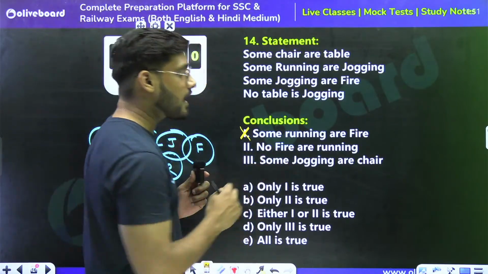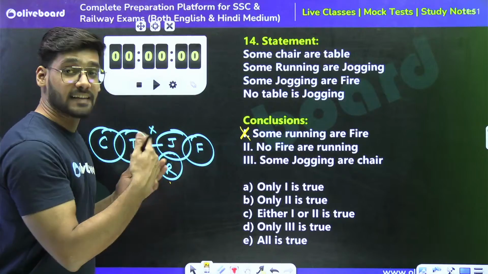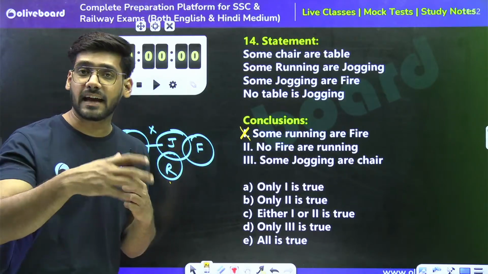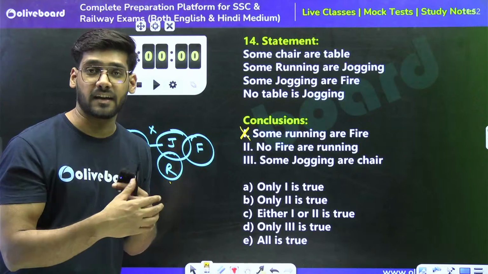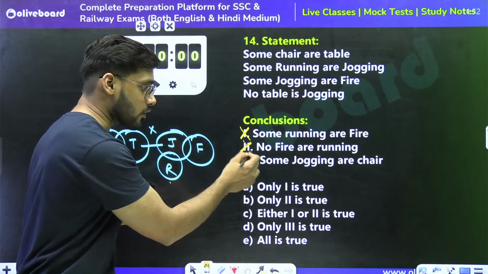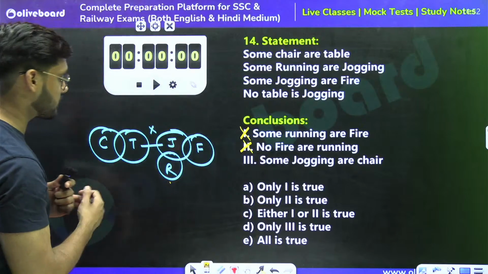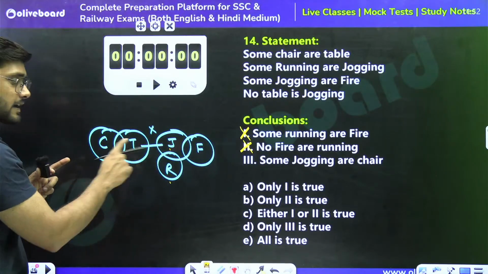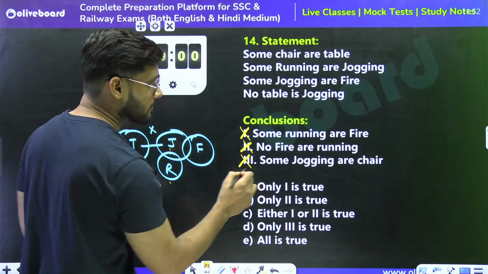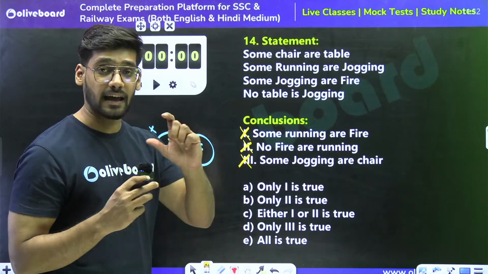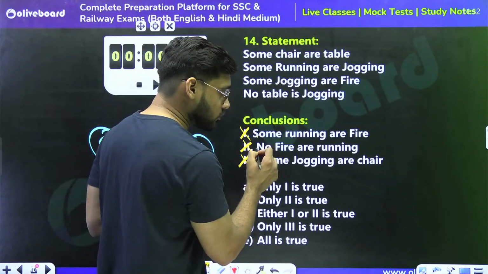No fire are running. Same thing again. Fire and running do not have any relation, but they can make a relation. So no fire are running is also wrong. Some jogging are chair. We cannot see any relation between jogging and chair, so this is also wrong. But the answer should not be none follows. The answer should be that 1 and 2 both are wrong.